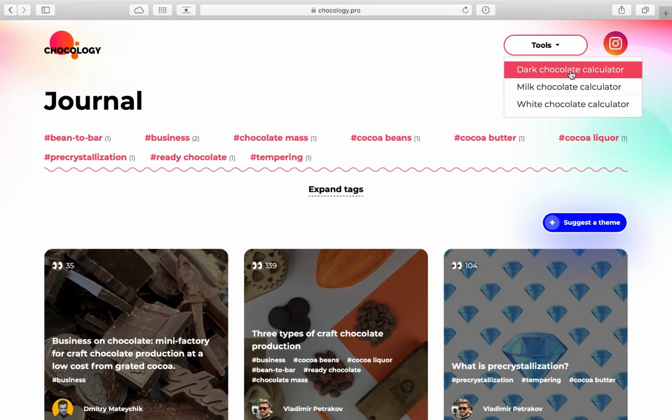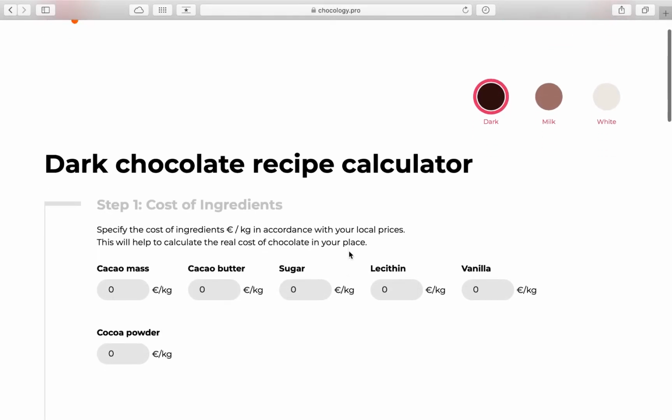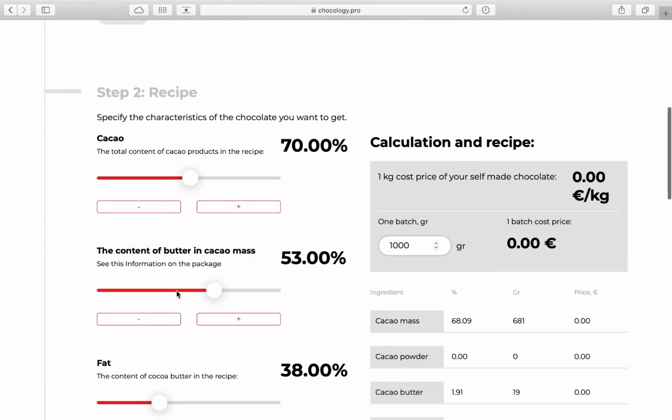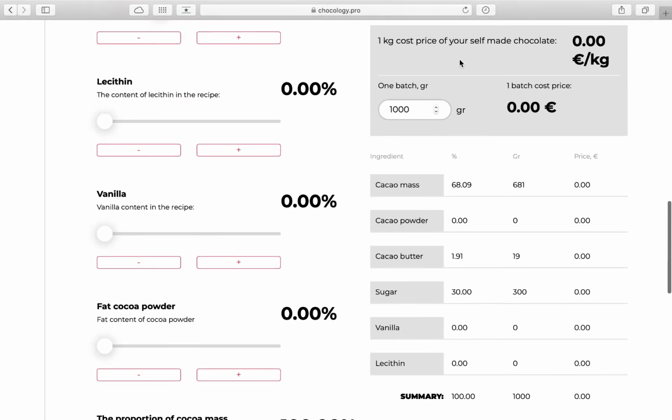Let's start with the dark chocolate. The calculator consists of three main blocks. In this part, we can enter the cost of the ingredients that are used for chocolate making. Now, we set the characteristics of chocolate that we need. And here, we see the results of the calculations: the cost of 1 kilogram of chocolate and the cost of the entire chocolate batch. By the way, we can specify how much chocolate we would like to produce. In this case, we will produce 25 kilograms.